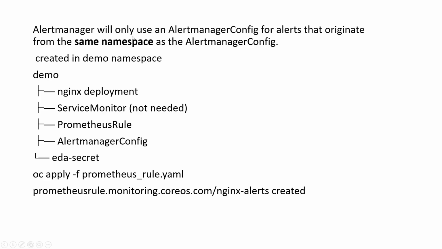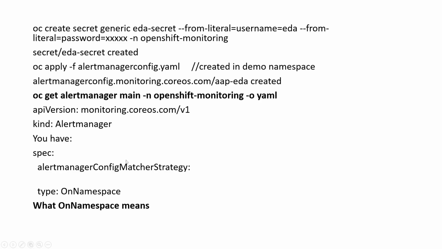Alert manager will only use an alert manager config for alerts that originate from the same namespace as the alert manager config. That's the reason we'll create Prometheus rules and alert manager config in those demo namespaces, because once we create the config map, it will have a on namespace. That means the alert manager config match strategy is on namespace.